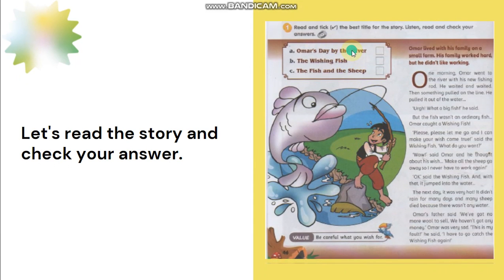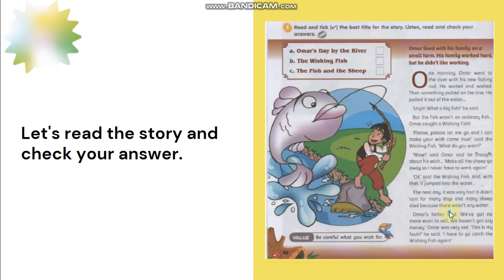1. Read and tick the best title for the story. Listen, read, and check your answers. Omar lived with his family on a small farm. His family worked hard, but he didn't like working. One morning, Omar went to the river with his new fishing rod. He waited and waited. Then something pulled on the line. He pulled it out of the water. "Ugh, what a big fish," he said. But the fish wasn't an ordinary fish. Omar caught a wishing fish. "Please let me go and I can make your wish come true," said the wishing fish. "What do you want?" "Well," said Omar, and he thought about his wish. "Make all the sheep go away so I never have to work again." "Okay," said the wishing fish. And with that, it jumped into the water.